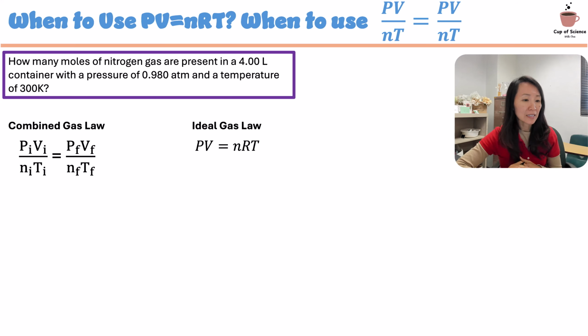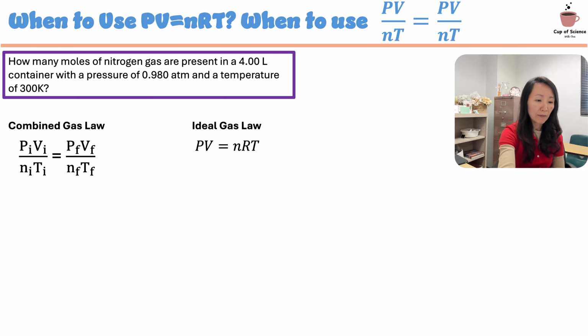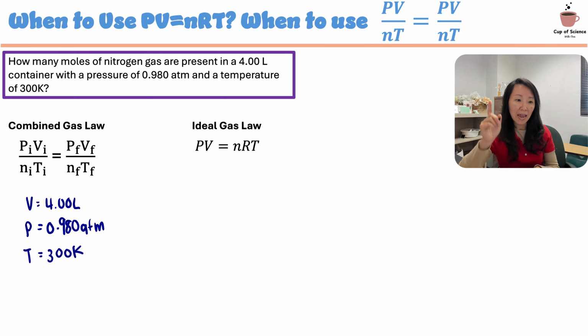In this scenario, it says how many moles of nitrogen gas are present in a 4-liter container. So my volume is a 4.00 liter container with a pressure of 0.980 atm and a temperature of 300 K. And it's looking for moles, n.